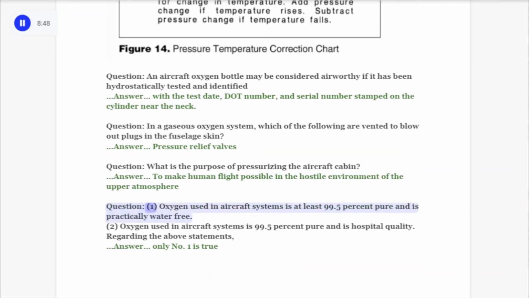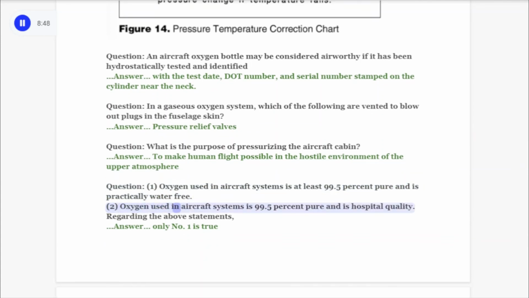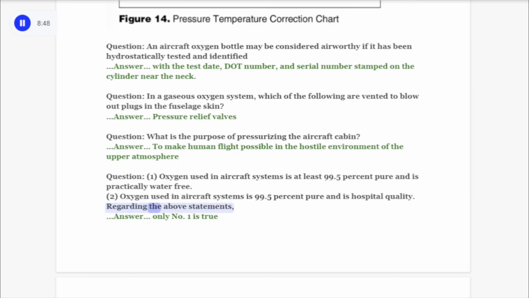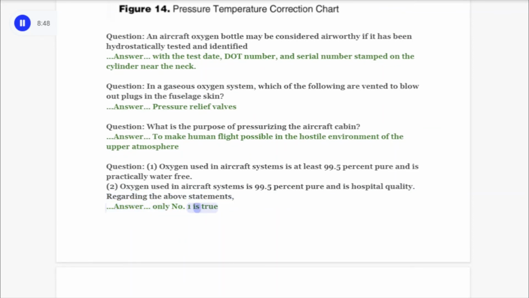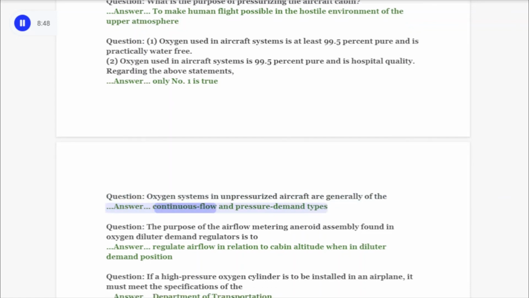Question: 1. Oxygen used in aircraft systems is at least 99.5% pure and is practically water-free. 2. Oxygen used in aircraft systems is 99.5% pure and is hospital quality. Regarding the above statements, answer: only number 1 is true. Question: oxygen systems in unpressurized aircraft are generally of the. Answer: continuous flow and pressure demand types.